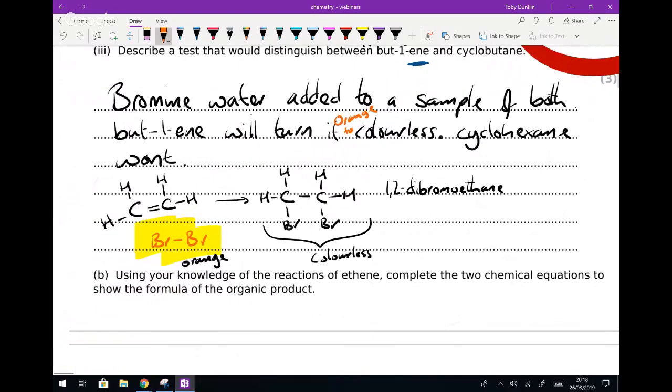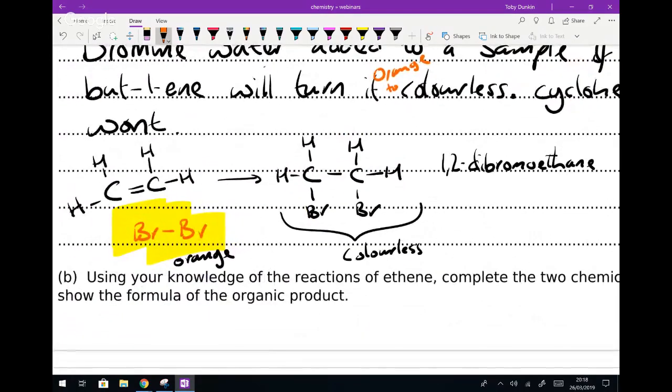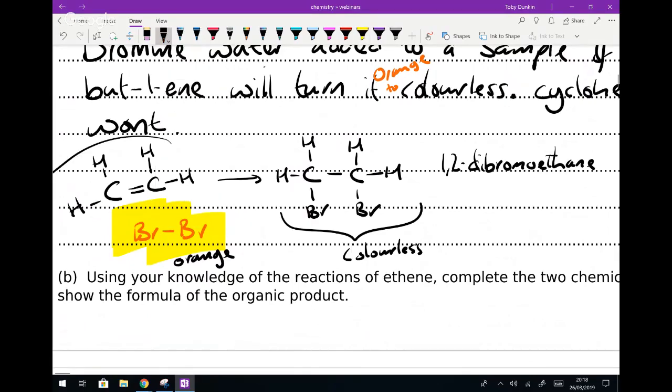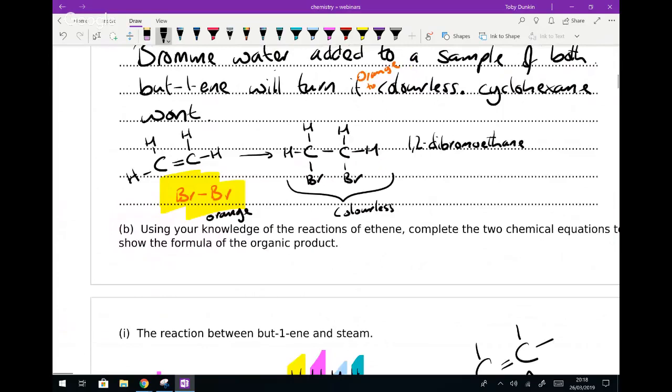And then I thought I'd show you the reaction. The cyclohexane won't react, because it doesn't have a double bond. You can see the reaction I drew out. I haven't bothered with butene; I've just done ethene. You can see I've just swung the H's up to make it a little bit easier to see, and I've got orange bromine highlighted in yellow. That's going to attach itself, break the double bond and form colorless dibromoethane.